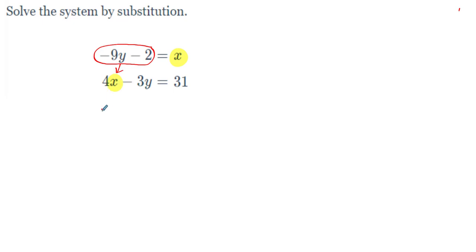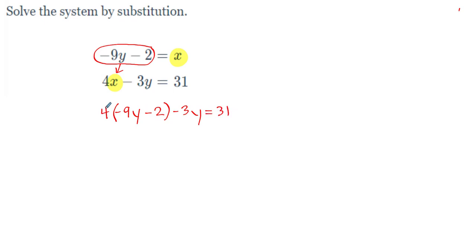And then let's just rewrite the equation below. So I've got 4. Now here's the deal. Negative 9y minus 2 is not going to fit in that spot. So I'm going to have to give myself a wide set of parentheses because both these terms have to fit in there. So I'm going to put negative 9y minus 2. Then I will rewrite the rest of the equation. Negative 3y is equal to 31.